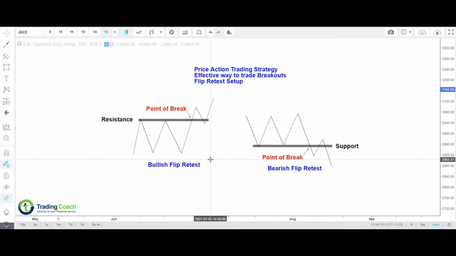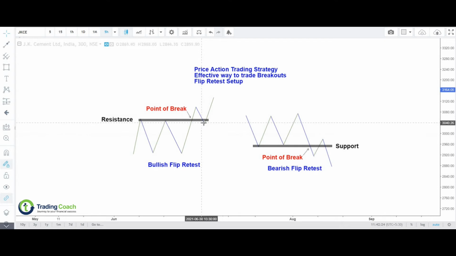So here is the diagrammatic example of bullish flip retest as well as bearish flip retest. Bullish flip retest usually takes place at the resistance. This is nothing but just a normal upside breakout, but the only difference is we are going to trade the upside breakout in a different manner. Instead of trying to take our positions right at the point of break, we will try to take our trades right after the retest.